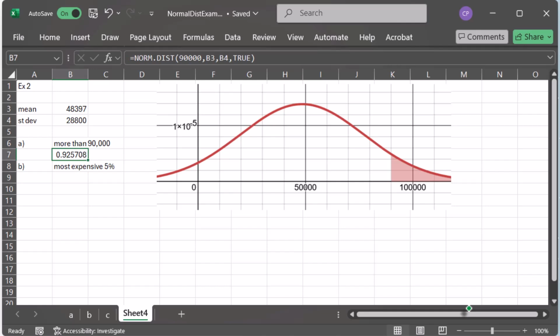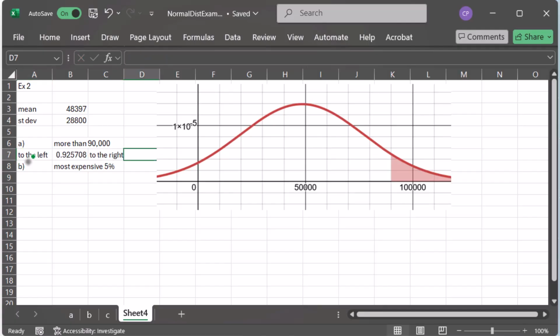So I can tell as soon as I calculate this, 0.925, this is more than 90%. That doesn't match the little tail area that I have in my picture. This is too big. And that's again because it's finding the area to the left, not the area to the right. But we can correct for this. So this is to the left.